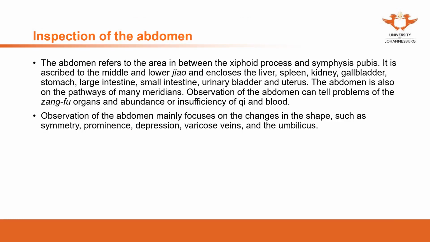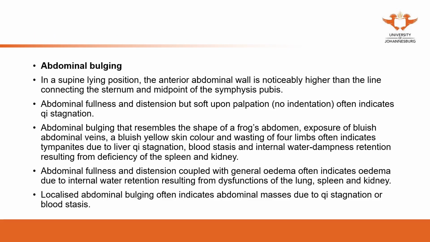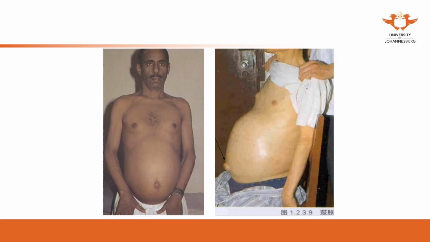For the abnormal abdomen, we focus on some of the shapes. The first one is bulging. Bulging refers to, in a supine lying position, the anterior abdominal wall being noticeably higher than the line connecting the sternum and the midpoint of the symphysis pubis. So this is the bulging.